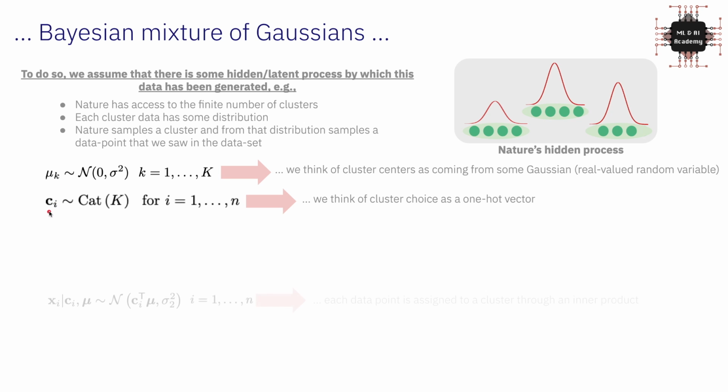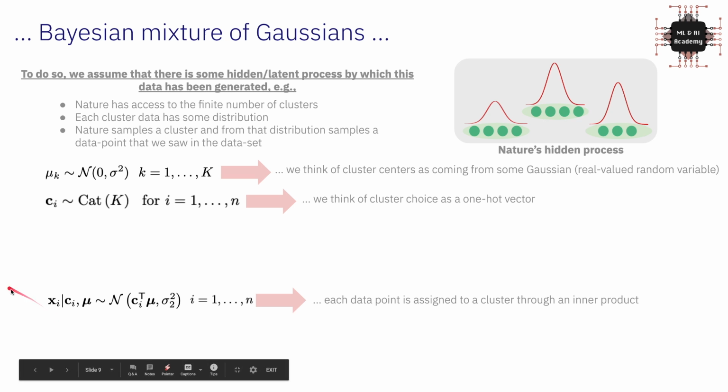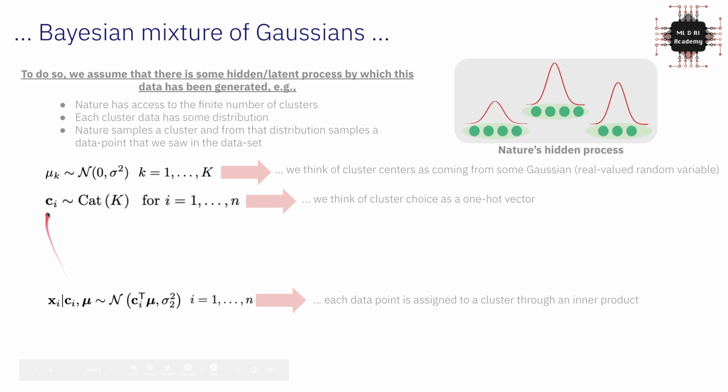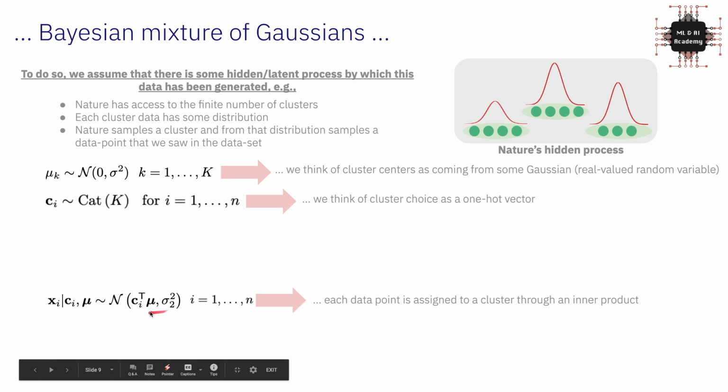Now, how do we observe the data? The way we're going to observe this data point xi, we're going to condition it on the cluster it belongs to, and on the mean vector collecting all these means here. So what is this Ci transpose mu? Well, it is simply the following. Ci is just a one-hot vector.